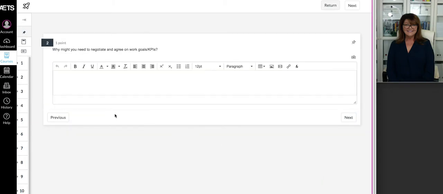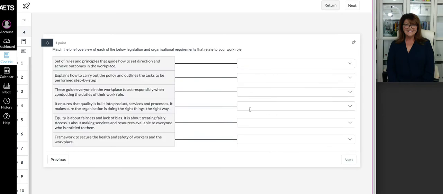You're going to be asked, why would you need to negotiate and agree on work goals and KPIs? What you need to consider here is, do you remember we were doing some talking around monitoring work performance and how KPIs form a framework for our work performance, and how when we're working one-on-one with our manager to review our performance, KPIs come up. So if you're thinking in those terms, why is it important that we negotiate those goals? The answer is actually on the site, but you may already have the answer. Please don't copy it directly because that's plagiarism.